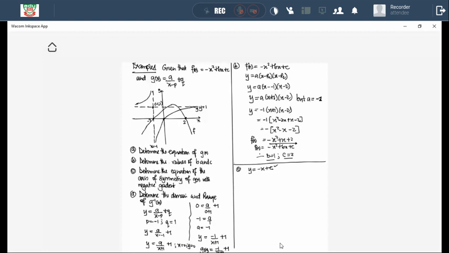Remember, an equation is a relationship between x and y. So C is a constant. I'm supposed to calculate the value of C. But how do I get the value of C? I'll look at my graph. Remember, the axis of symmetry passes through the point of intersection of the two asymptotes. So since it passes through the point of intersection of the two asymptotes, it means at that particular point, x is minus 1 and y is equal to what? 1. So I'll substitute now.